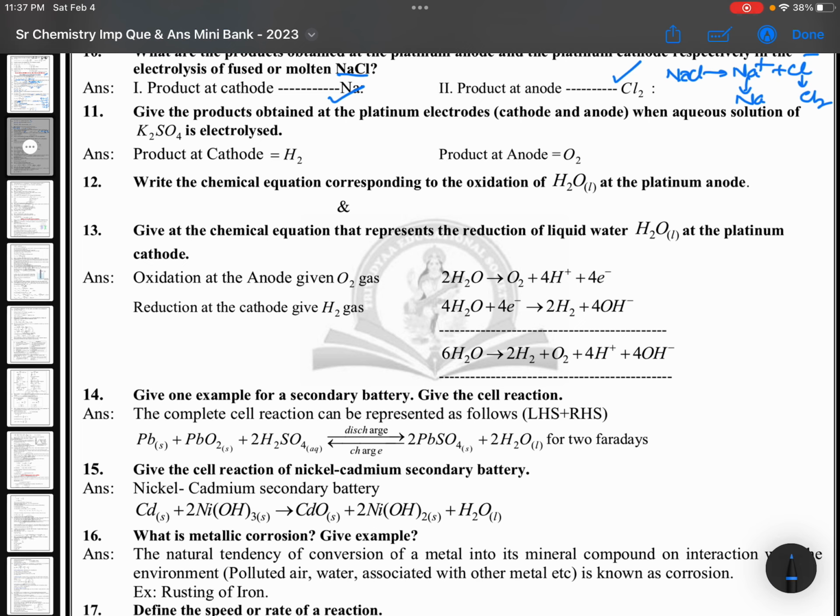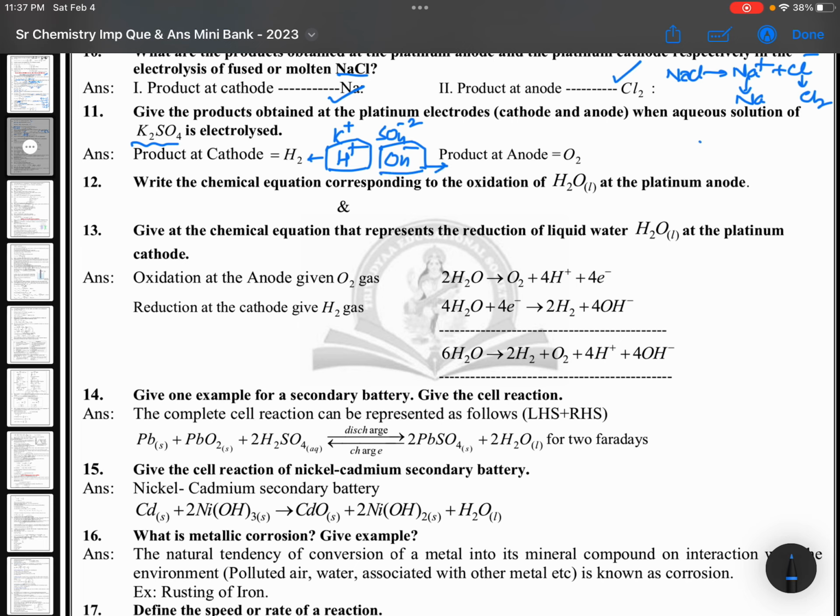Give the products obtained at the platinum electrodes when an aqueous solution of K2SO4 is electrolyzed. K2SO4 means you are getting K plus and SO4 minus 2. But in aqueous solution, H plus and OH minus are also there. Discharge potential of H plus is less, so it will be deposited. Discharge potential of OH minus is less, so it will be deposited.